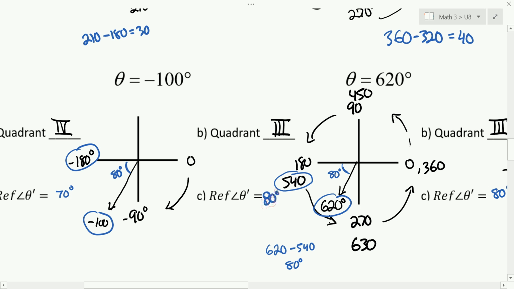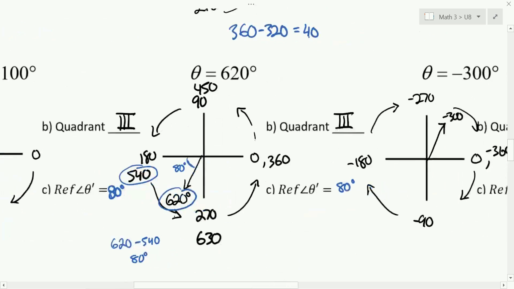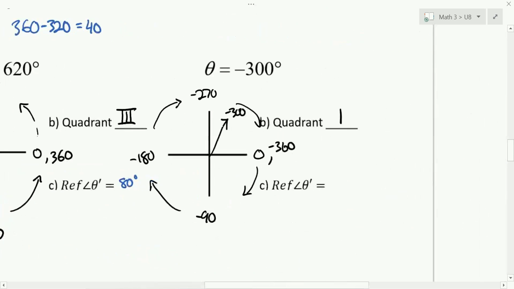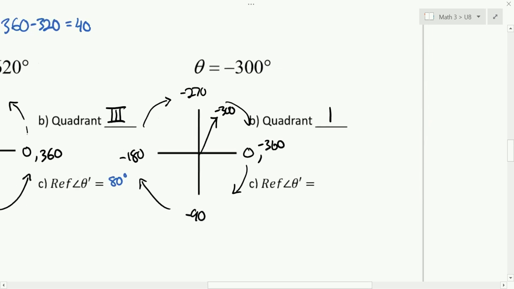Okay. Next one, we did 620. So the last one that we haven't done is negative 300. Jasmine, did you get that one? Perfect. We're looking at the difference between negative 360 and negative 300, which is 60 degrees. Keep it positive, okay?